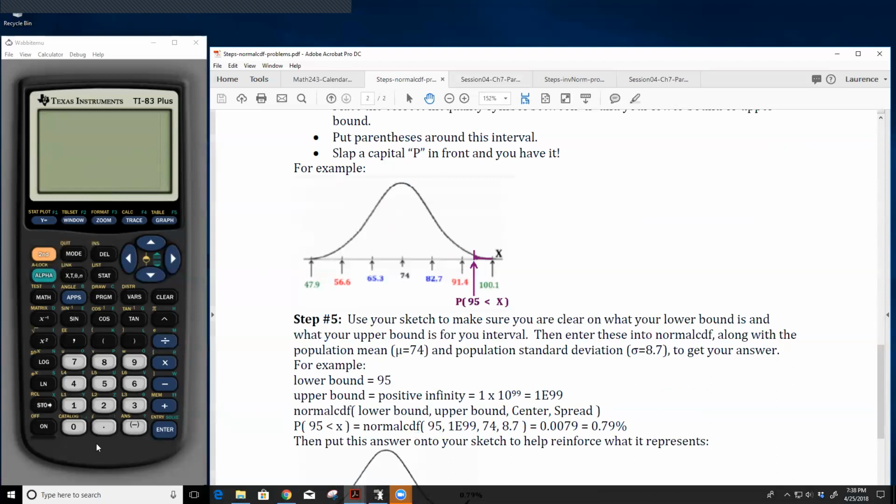You punch that in on your calculator, and let's do that just for practice. You press second, you press vars, 2 for normal CDF. And yes, you do have to put them in this order, of course. You change the order, don't expect to get the right answer. So you got 95, comma, that's above the 7. In fact, I'm just going to put in 1,000 because I told you it's going to work just fine. So let me show it to you. And then put in your center, your population mean is 74, comma. Standard deviation for your population is 8.7, right parenthesis.